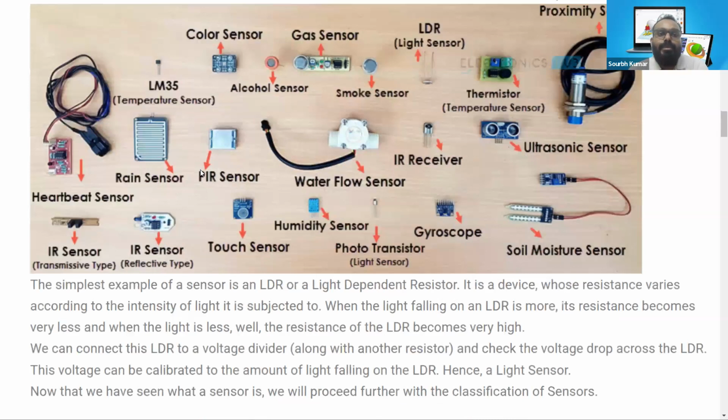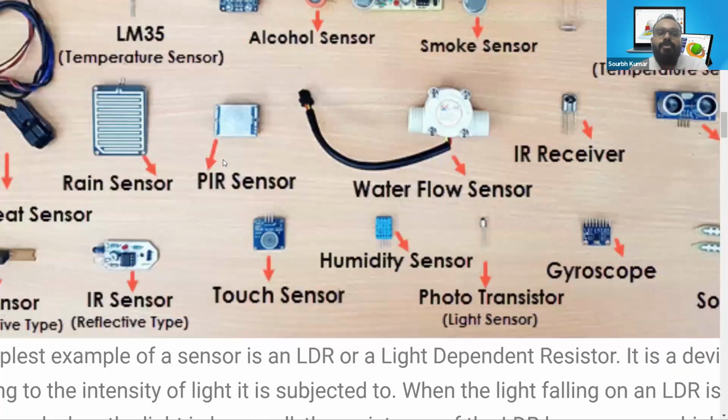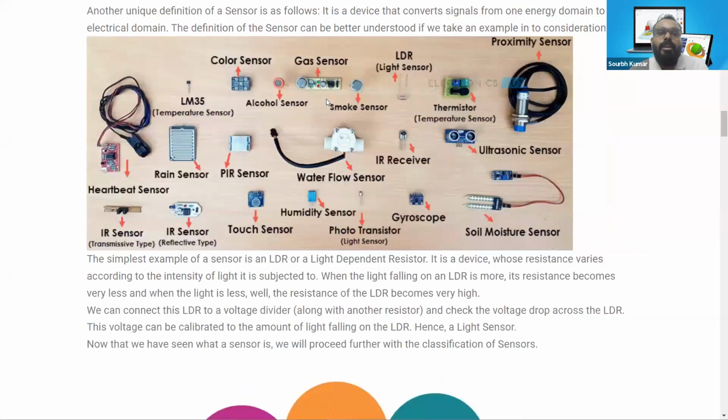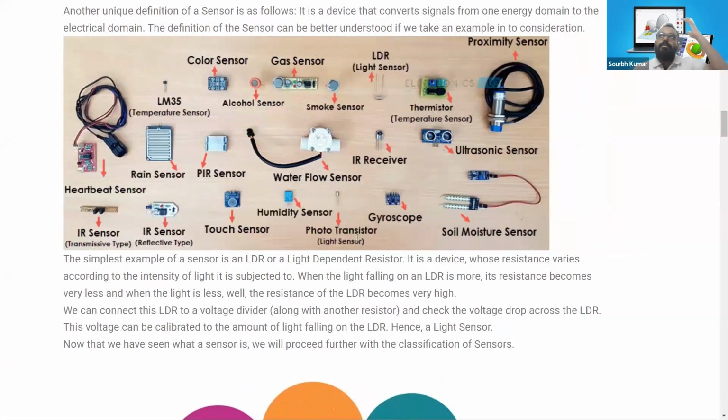PIR sensor is nothing but passive infrared sensors, which can detect movement. In any motion-detecting devices like cameras, security cameras and security alarms, these PIR sensors play a crucial role.